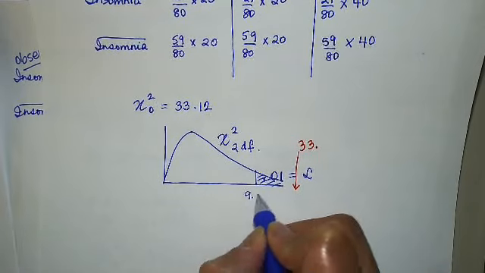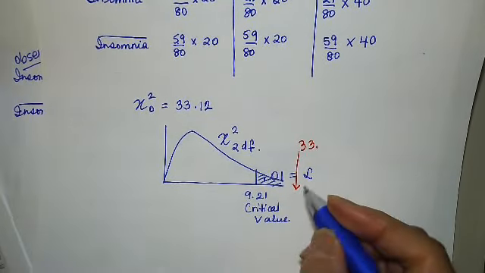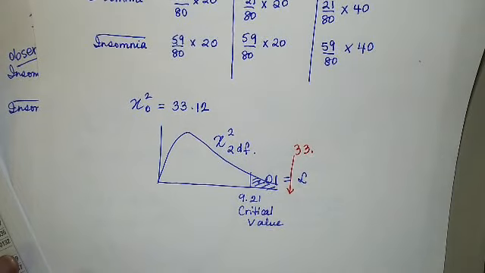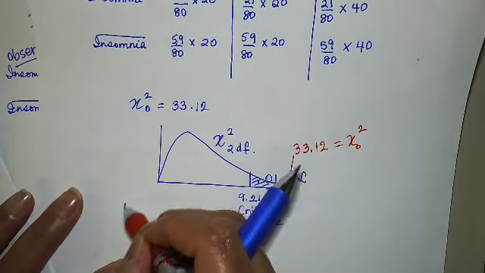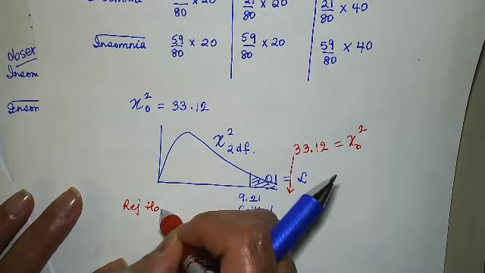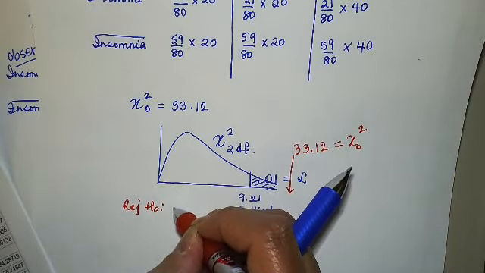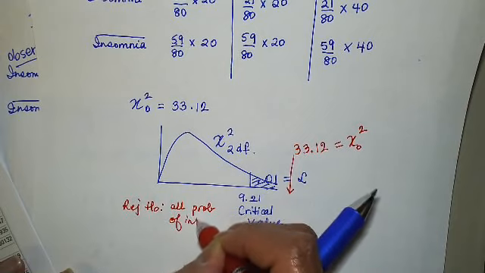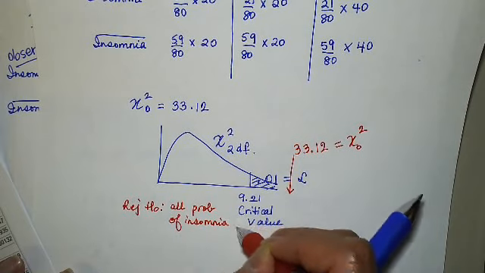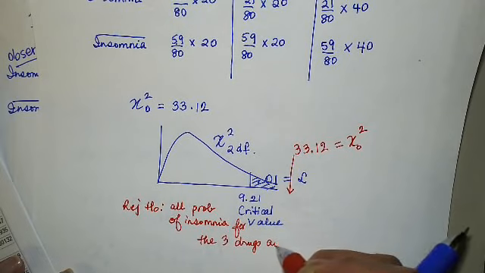Let's say alpha is 0.01. I made that up. Put the whole alpha in the right tail. Go and drop this 33 number here. I better find the critical value and not take anything for granted. So let me do 0.01 and 2 degrees of freedom. 0.01, 2 degrees of freedom, the critical value is 9.21. And the test statistic is 33.12.